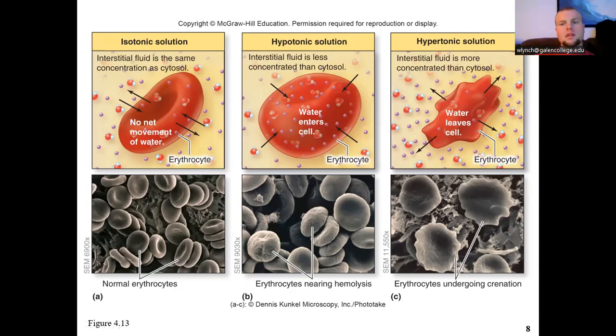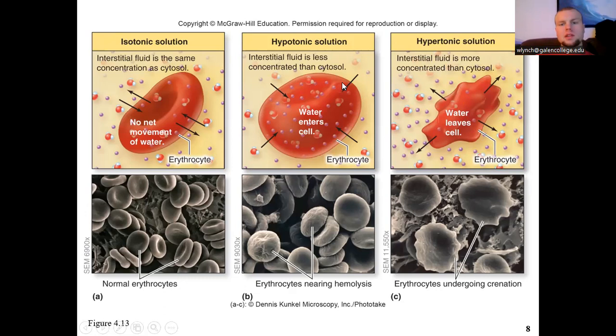Now, the opposite of that, if we have a hypertonic solution, there is more concentration outside than inside. So in order to try and reach an equilibrium, the water inside of the cell is going to leave. Once it leaves to reach equilibrium on the outside, the cell itself is going to lose fluid. It's going to lose volume and lose mass, and it will begin to shrink.